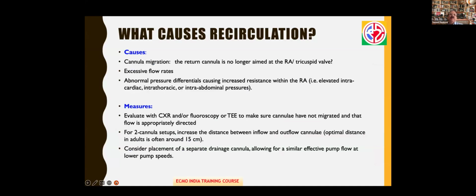What causes recirculation is usually the cannula migration, excessive flow rates, or abnormal flow differentials causing increasing resistance within the right atrium. So the measures are first evaluate what is the cause for this and do a chest X-ray. You can see the tips of the cannula where they are, or you can also, with the fluoroscopy or esophageal echo, find out where the cannula tips are and adjust them accordingly. For two cannula setups, increase the distance between the inflow and outflow to optimal distance of around 15 centimeters in adults.